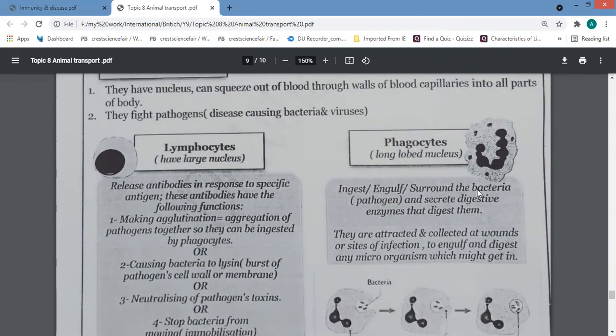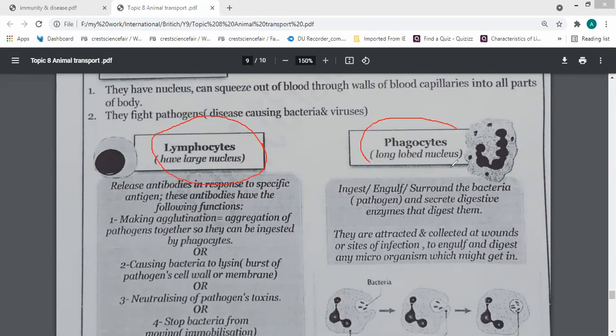Types of white blood cells. There are many types, but we will focus on just the two very important types: lymphocytes and phagocytes. Firstly, how can we differentiate between lymphocytes and phagocytes? By the nucleus. We can differentiate between both of them by the shape of the nucleus.